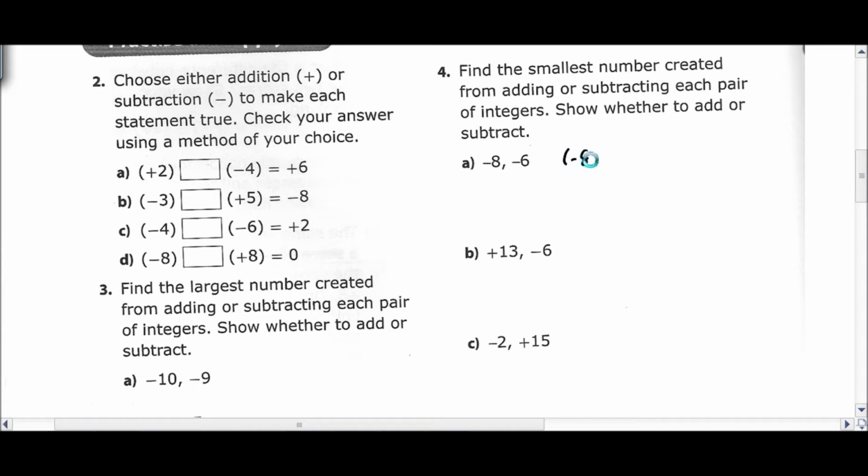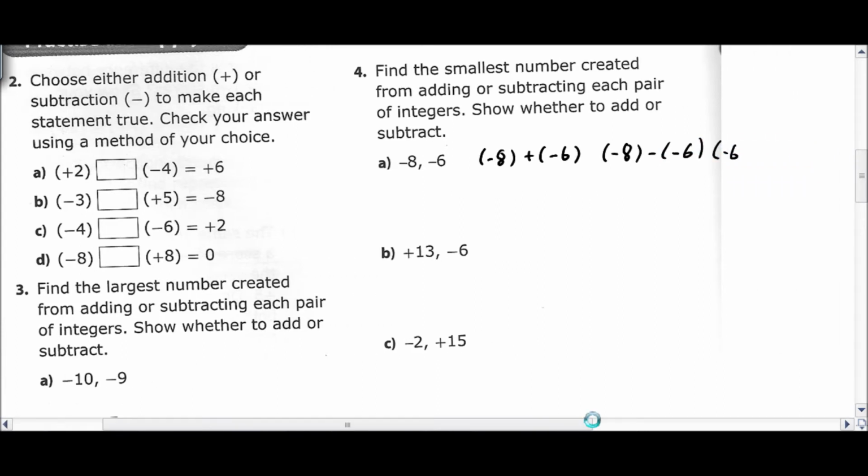We can add them, -8 plus -6. We can subtract -8, take away -6, or we can do it the other way around, -6, take away -8. Only 3 possible combinations. So we're going to work each of these out, and we'll get our answers, and we'll see which one's lowest.